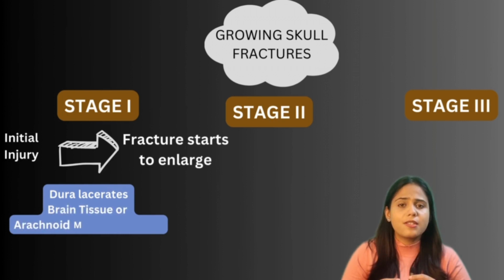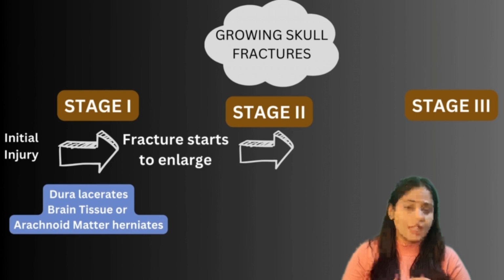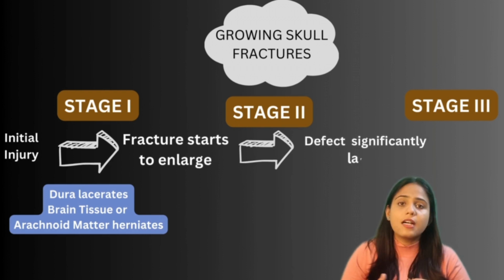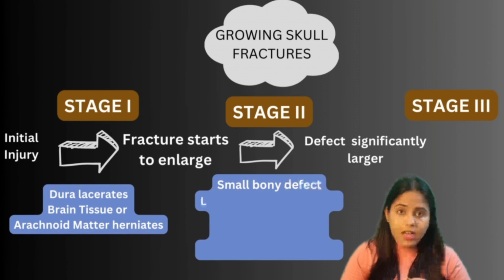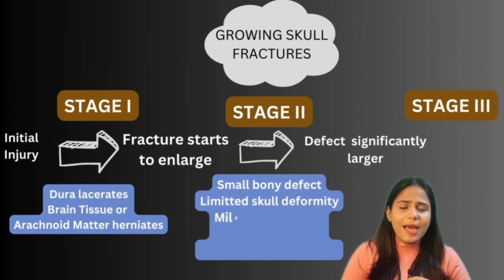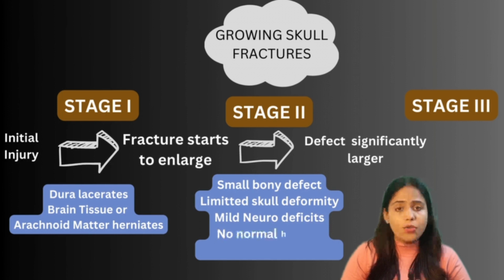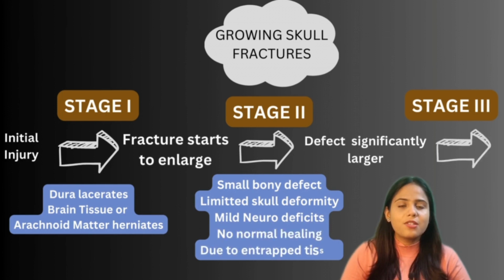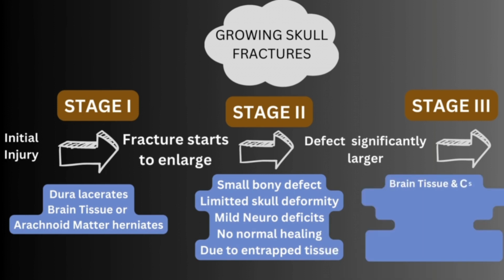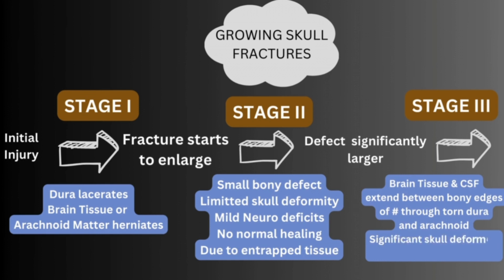From the time the fracture starts to enlarge till it becomes significantly larger is stage 2. Here we see a bony defect which is small right now, with limited skull deformity and mild neurological deficits. Also, normal healing does not happen here because of the entrapped tissue present in the defect. Now, from the time the defect is significantly larger onwards is stage 3. Here, the brain tissue and the CSF extend between the bony defects of the fracture, between the torn dura, leading to a significant skull deformity and progressive neurological deficits.